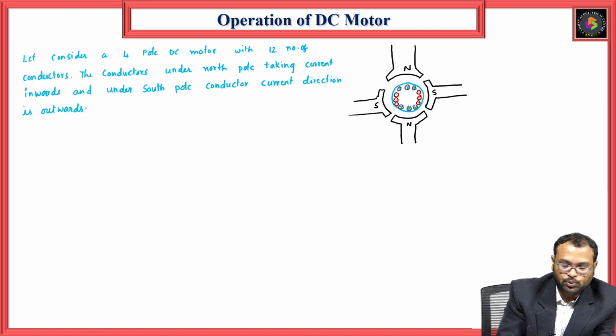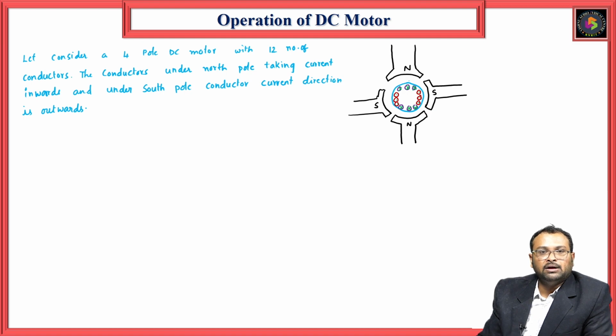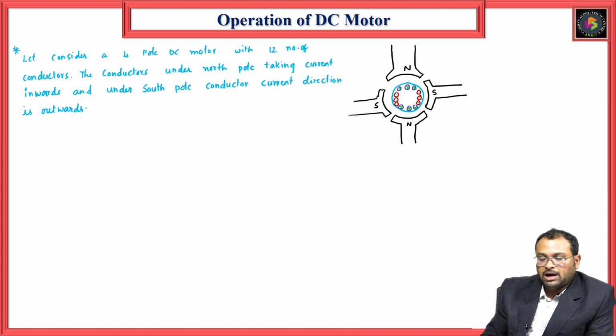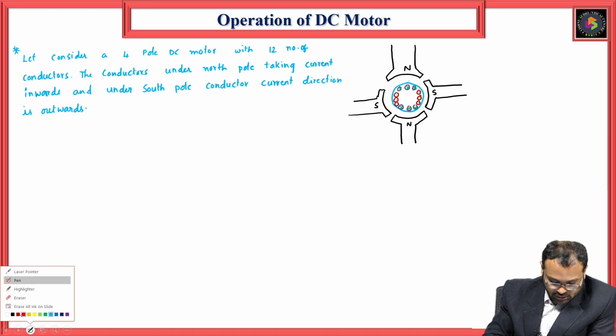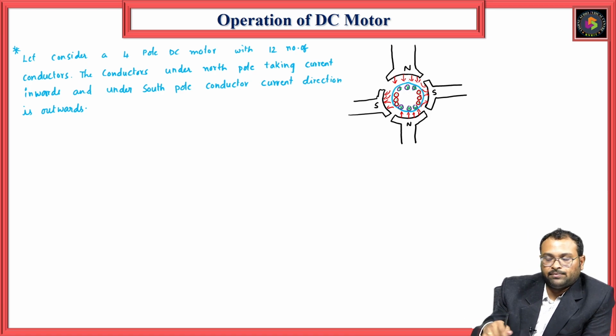It is not compulsory that under the north pole the current has to be into the conductor, and under the south pole out of the conductor. If you provide it differently, the direction will change. That also we'll discuss. So now we consider a motor with 4 poles and 12 conductors, and we know that flux flows from north to south. I am giving the flux direction. From north, flux will come towards the armature, and in the south it will go from the armature towards the pole. So this is the flux that is coming.